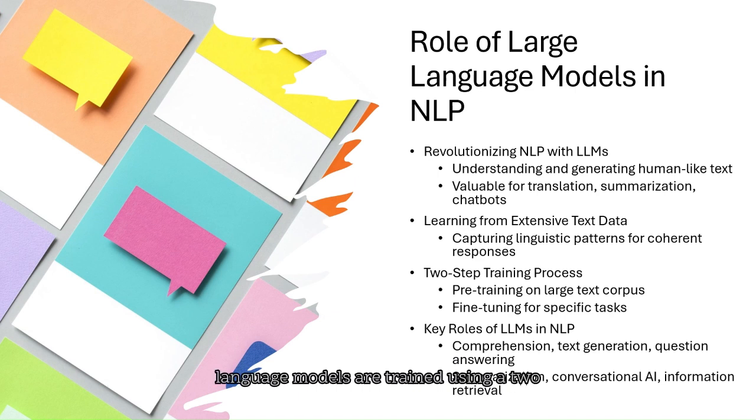Large language models are trained using a two-step process, which is pre-training and fine-tuning. During pre-training, models are exposed to a large corpus of text data and learn to predict the next word in a sentence. This helps develop a strong understanding of language structure and semantics. In the fine-tuning phase, the models are further trained on task-specific data to adapt their knowledge to specific domains or tasks.